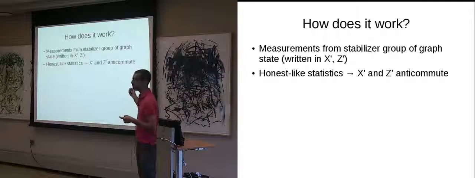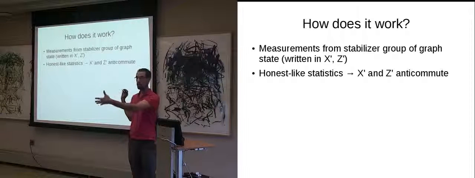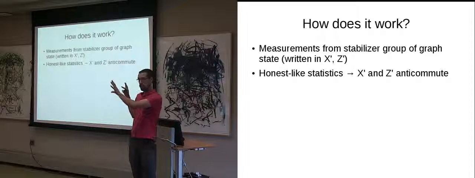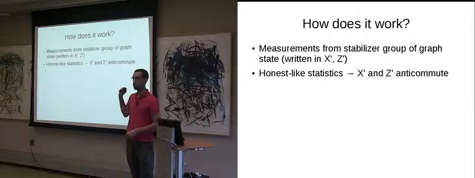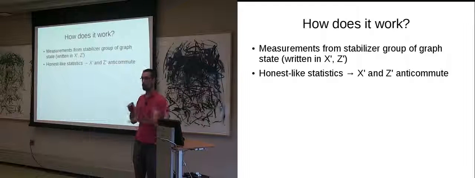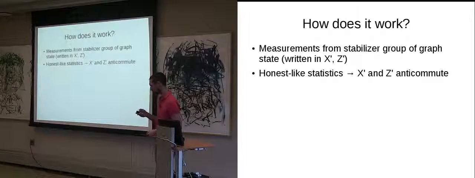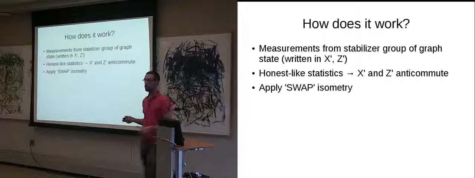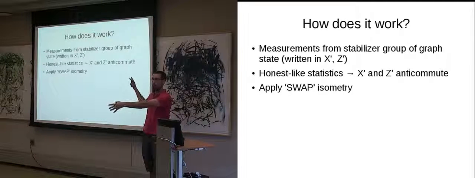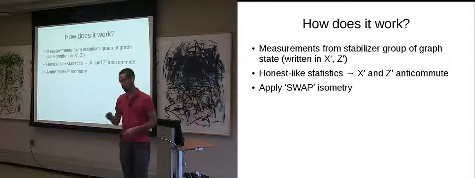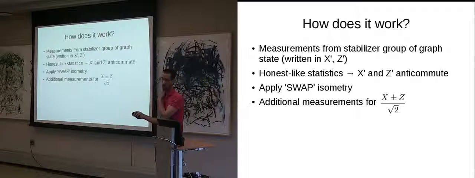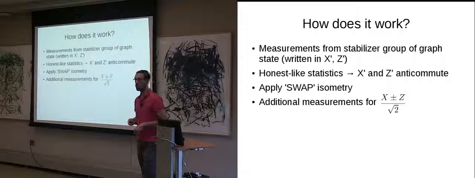whether, for example, the x and z operators. So the x and z are part of the measurements. If we check some various stabilizers in the stabilizer group and measure them, then we can be sure that x and z on each qubit, on each vertex in the graph, actually anticommute. And then we can use the swap isometry, which Valerio had mentioned in his talk, which allows us to take whatever it is happening in those boxes and translate that into something that looks like honest behavior, and then we can quantify that with some value. There's a couple of extra measurements that are required in order to make sure that we get this universal set of measurements, which requires that we need these extra non-Pauli operators.